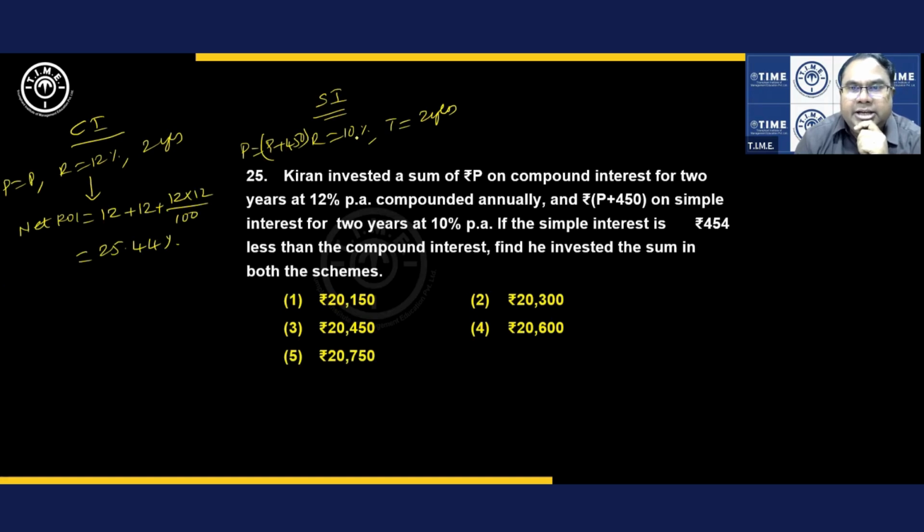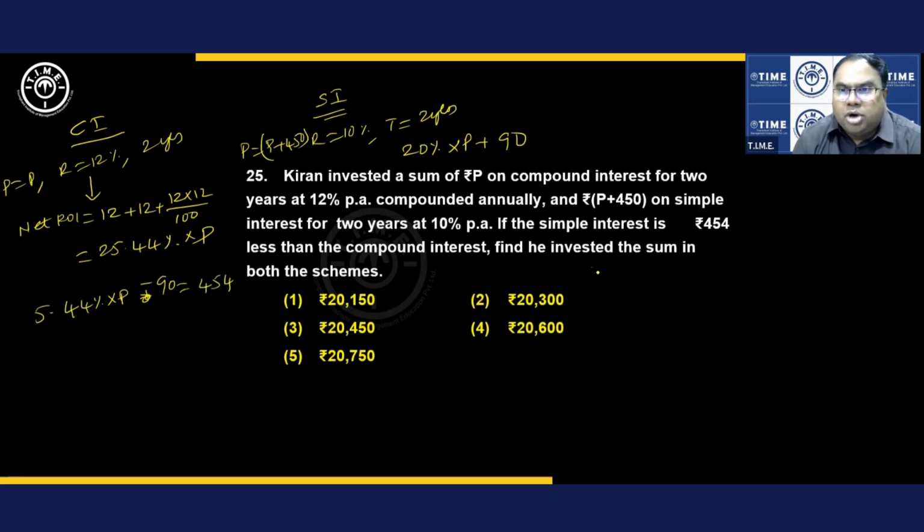Right. Then here it is 10% for 1 year. 2 years it is 20%. So 20% of P plus 90. So simple interest, this is 25.44% of P. If I take the difference, it is 5.44% of P plus 90. Simple interest minus 90 is equal to 454.